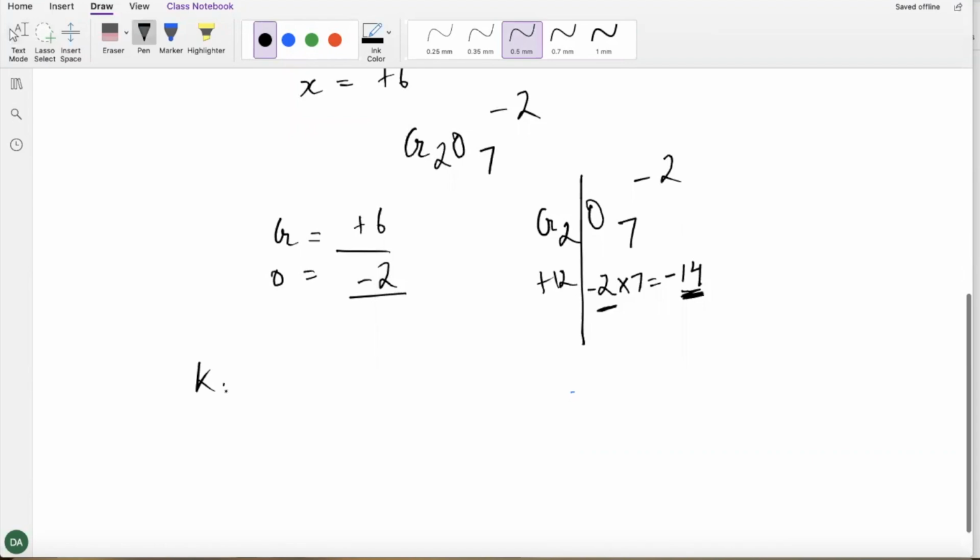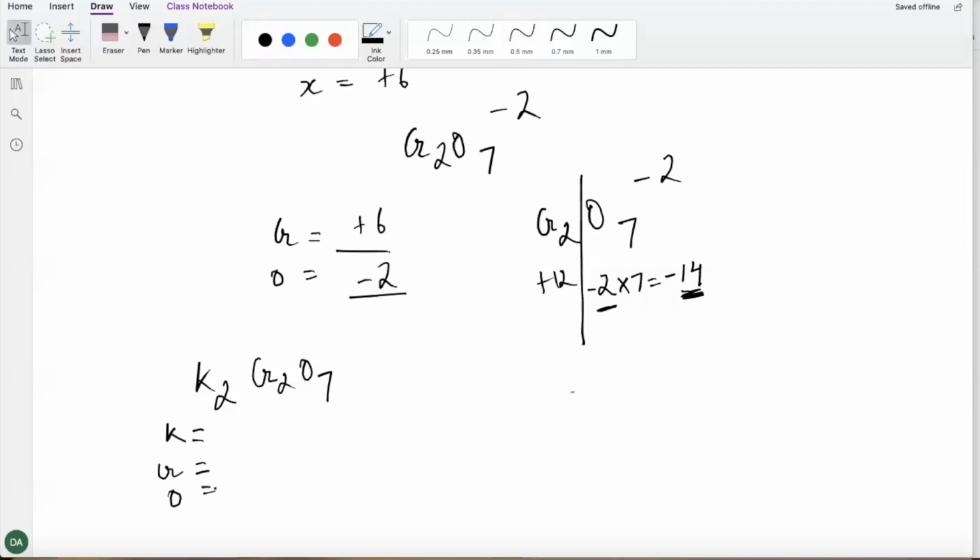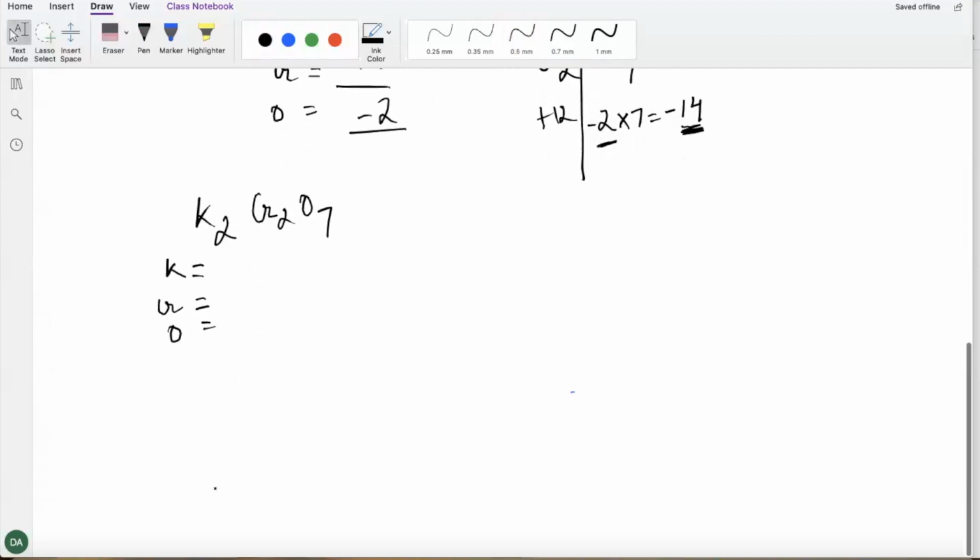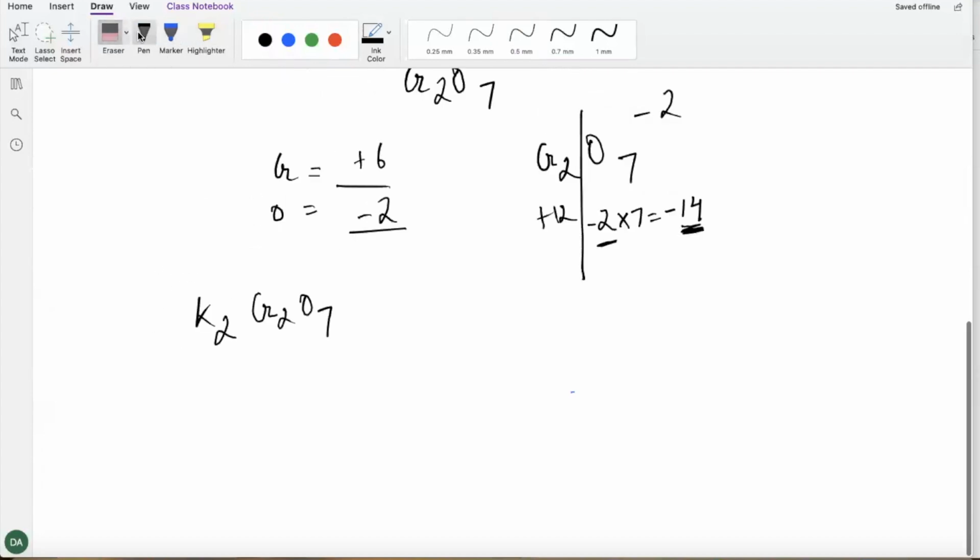K2Cr2O7. Can you find me the charge of K, Cr, and O? What do you see different in this question versus the other questions that we just did? We have another element. We have 3 different atoms, right? Okay, keep it as simple as how we were doing the other problems.